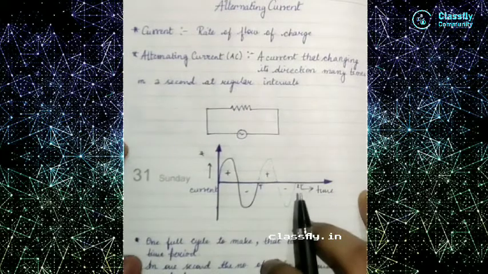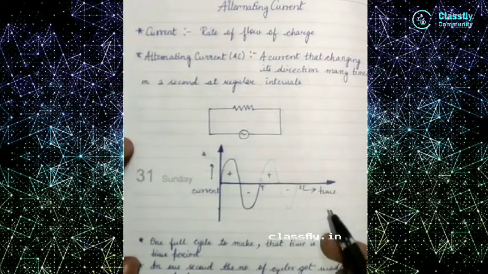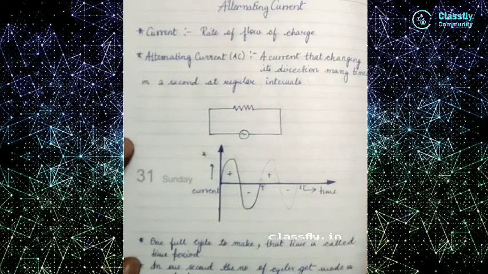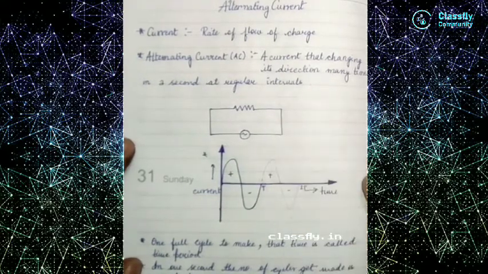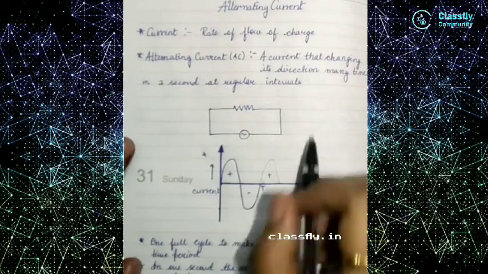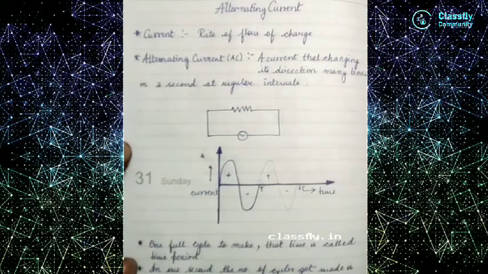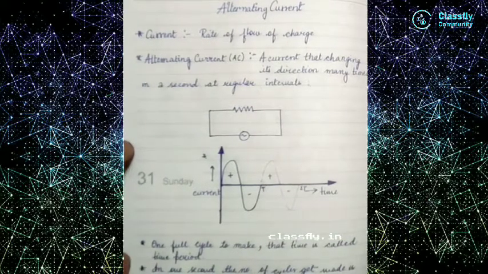Okay, so now, alternating current. What is basically alternating current? We know that DC current moves in one direction, but alternating current is just the opposite. It is a current that changes its direction many times in a second at regular intervals.